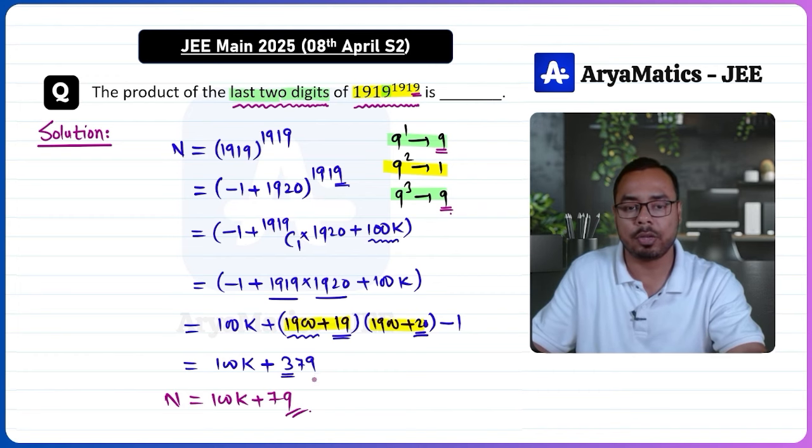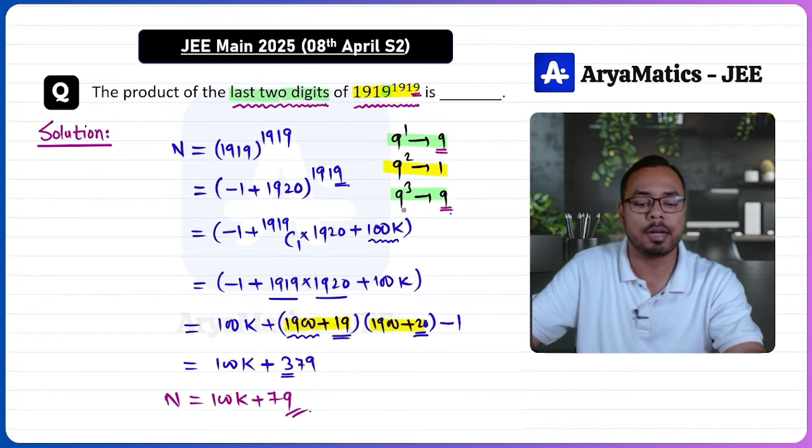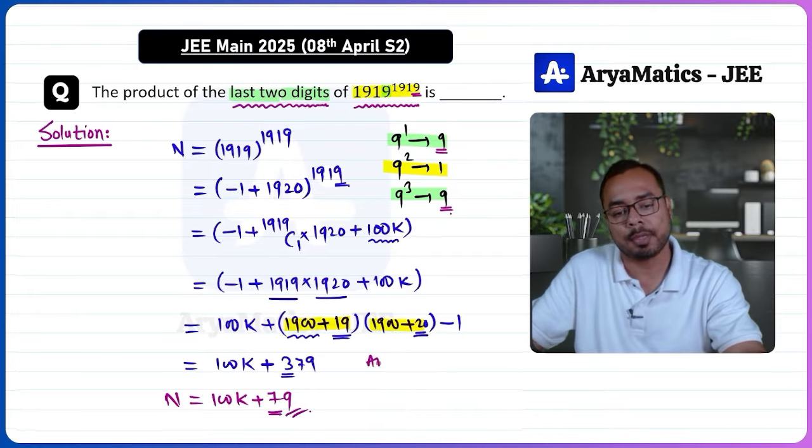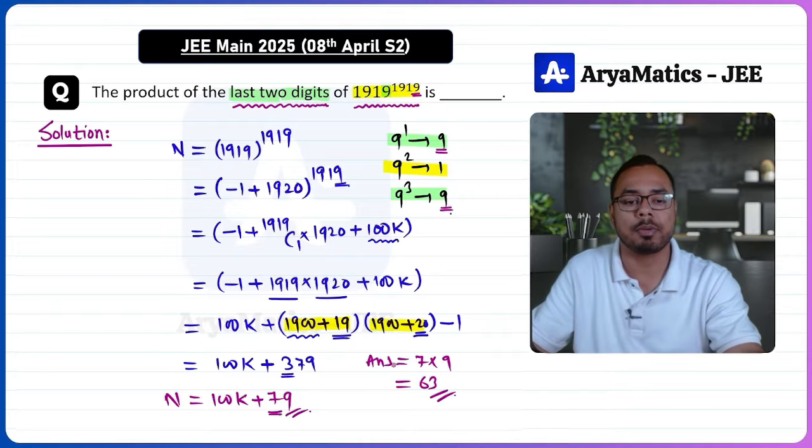So the digit at the unit place is definitely 9, which we had established earlier also. And at the 10th place, we are going to get 7. Now the problem is we need the product of the digit at the unit place and the 10th place. So 9 into 7, 63. That is the correct answer for this problem.